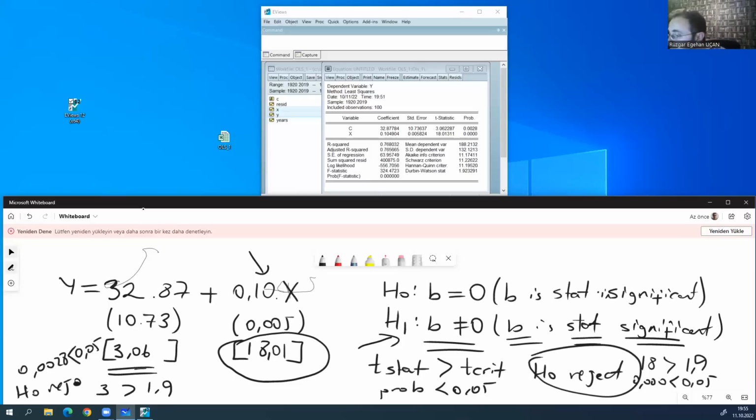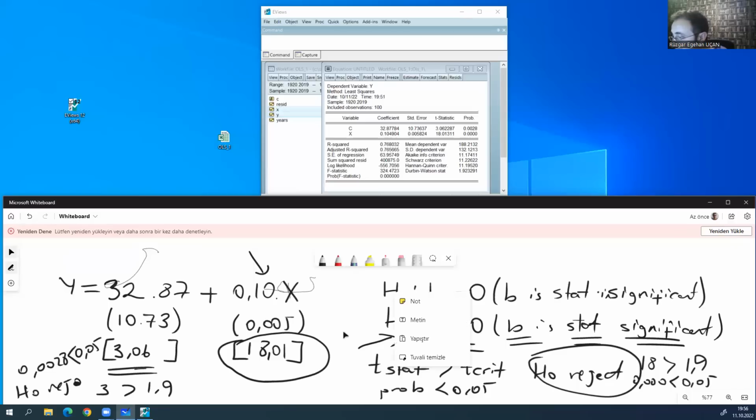We can also look at the F statistic. We individually looked at the constant and the coefficient of X. But if you want to look at the equation as a whole, we can look at the F statistic and the probability of F statistic. You see that the probability of F statistic is also 0.000. So this means again you have a statistically significant model, totally statistically significant.